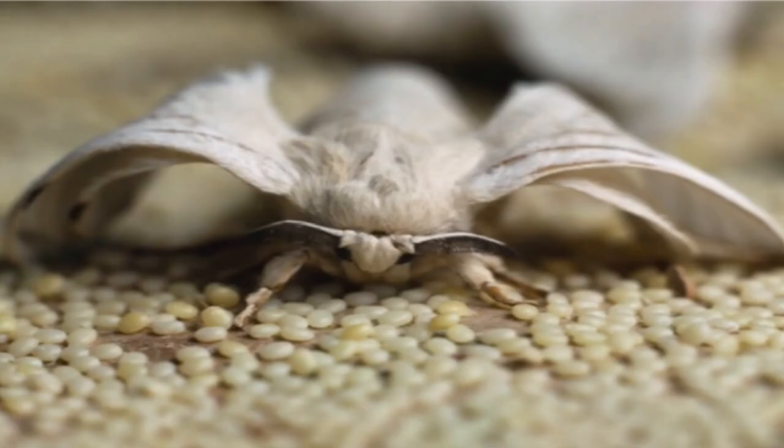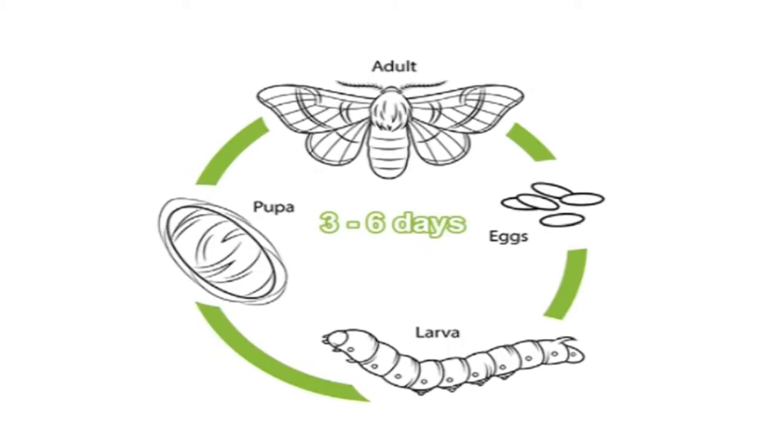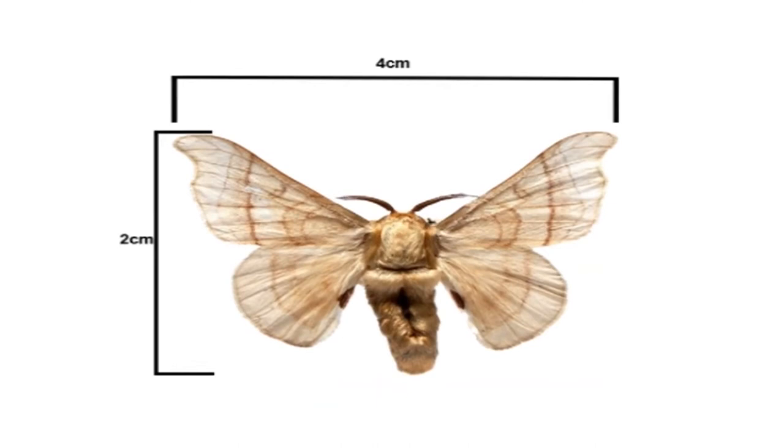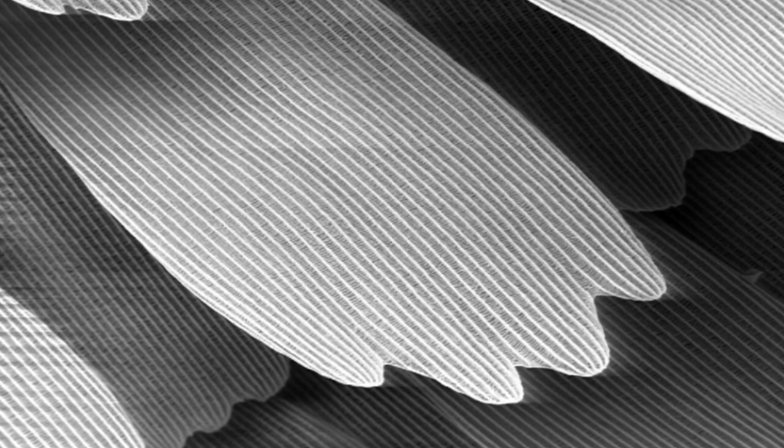The adult moths have lost their flight due to several centuries of domestication. It doesn't feed during its short lifespan of 3 to 6 days. The size of the moth is about 4 cm by 2 cm. The entire body and the wings are covered with epidermal scales.